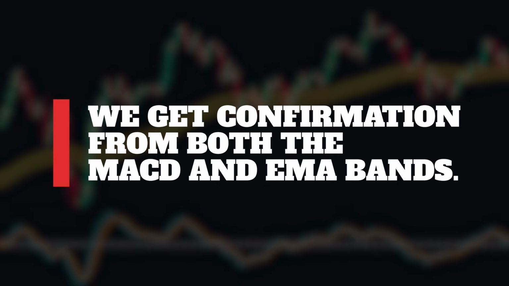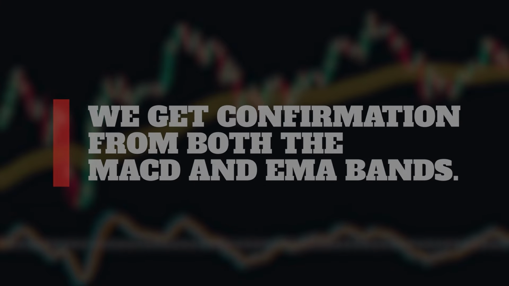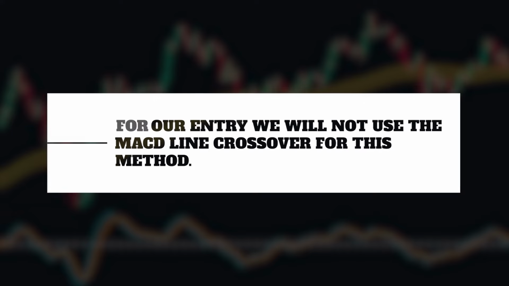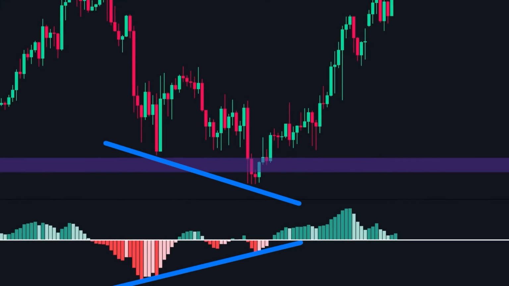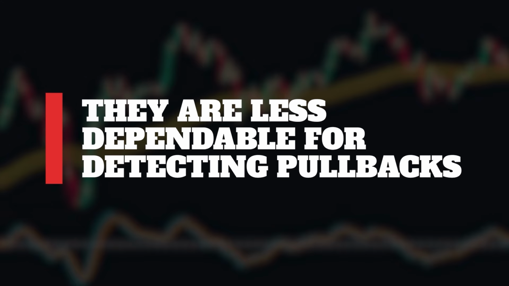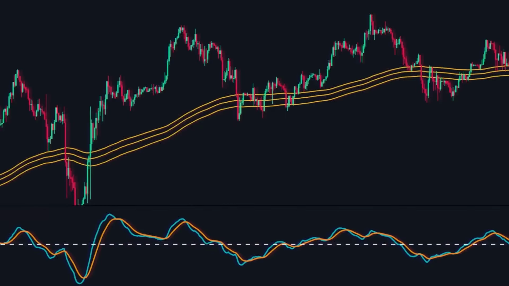As a result, we get confirmation from both the MACD and EMA bands. For our entry, we will not use the MACD line crossover for this method. MACD crossovers are useful for recognizing reversals, but they are less dependable for detecting pullbacks, which frequently result in late entrances. For a better entrance, we will build a short-term trend line on the pullback and enter when it breaks. As indicated, the price increased significantly following our entry.